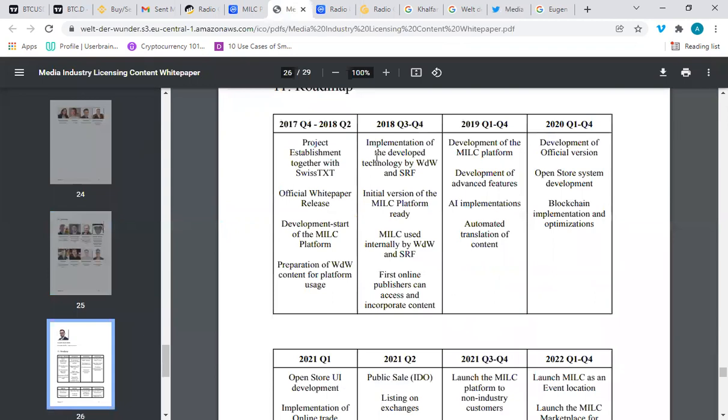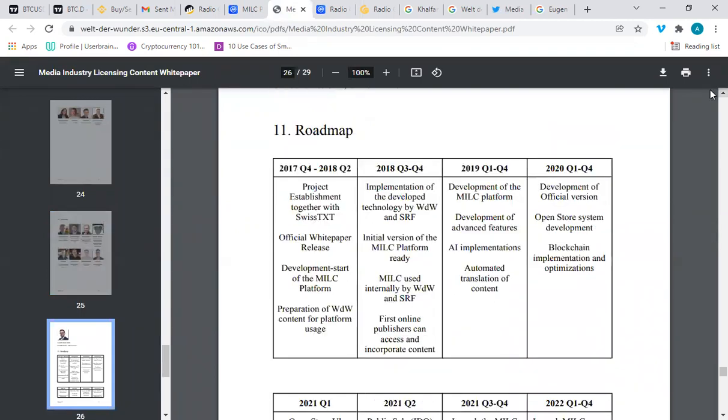This is the roadmap. A roadmap is just the step-by-step plan they follow to reach their milestones. And they've been existing since 2017. They've been working on this project since 2017, which is also a good thing.